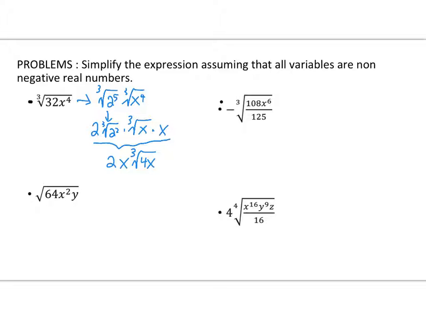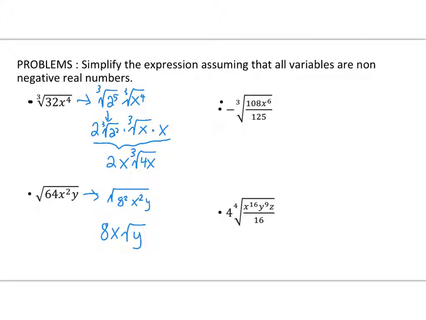Now, the next problem: the square root of 64x squared y. I'm going to write this as the square root of 8 squared times x squared times y. Now you can see I can take an 8 and an x out, and I'm just left with the square root of y. So this just becomes 8x square root of y.